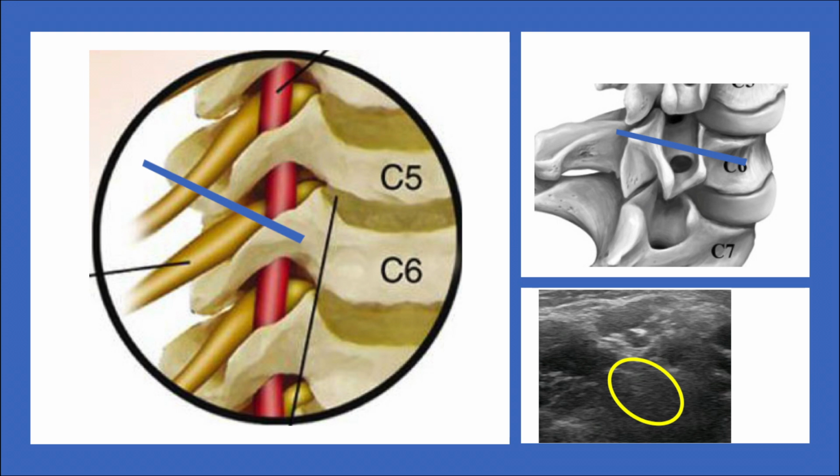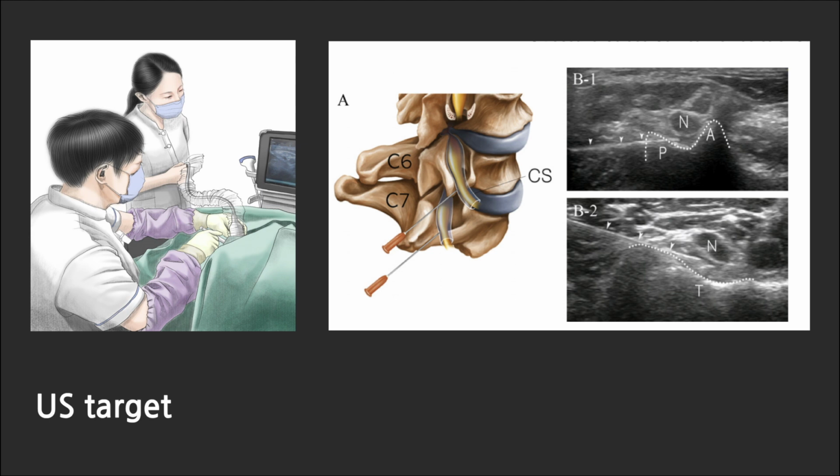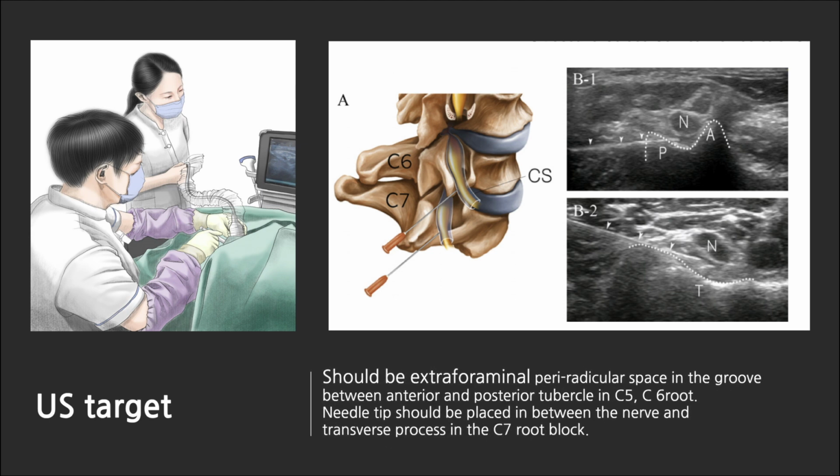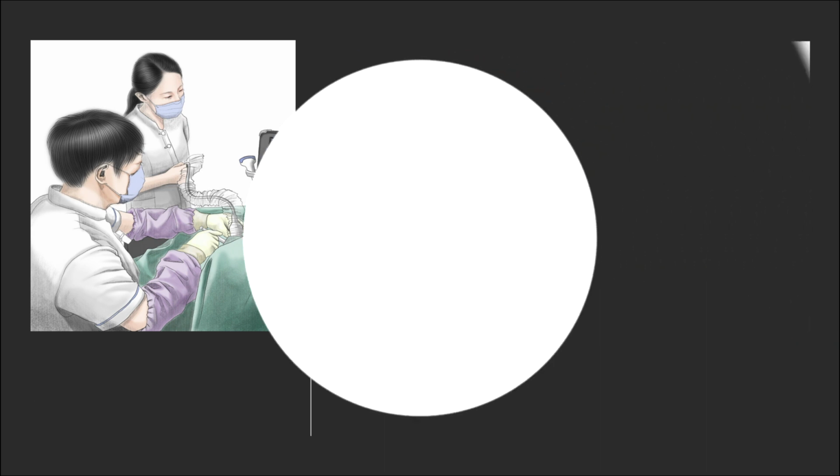If we insert a needle at this level, the needle tip could reach the vertebral artery. When we inject local anesthetic into the vertebral artery, the consequence is fatal. So the target should be the extraforaminal periradicular space in the groove between anterior and posterior tubercle in C5-C6 root. Needle tip should be placed in between the nerve and transverse process in the C7 root block.